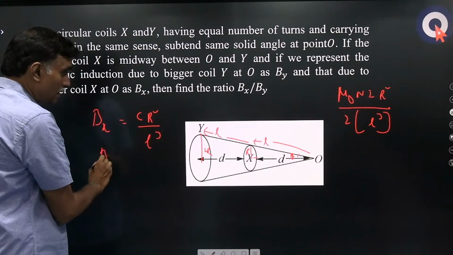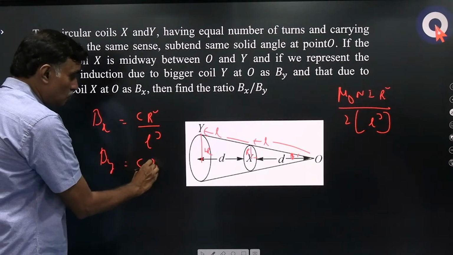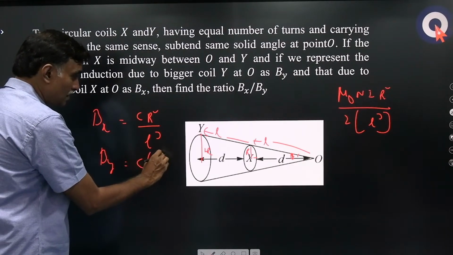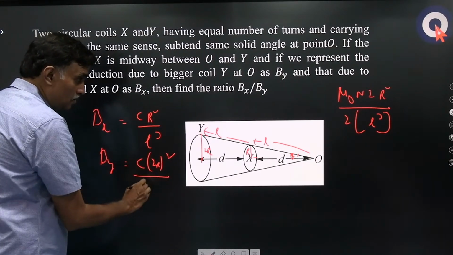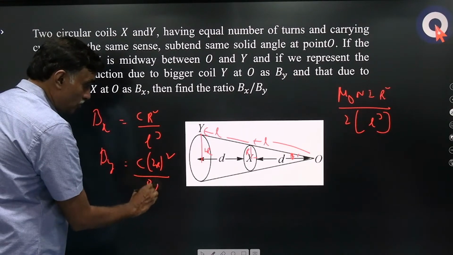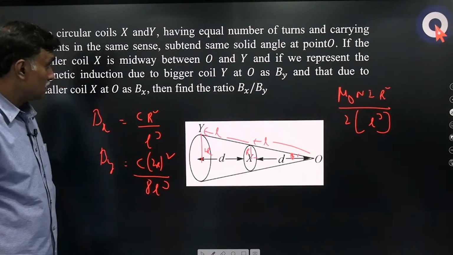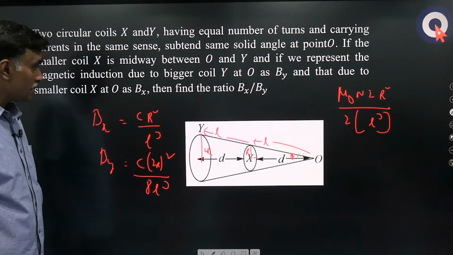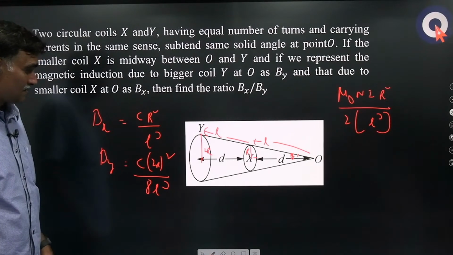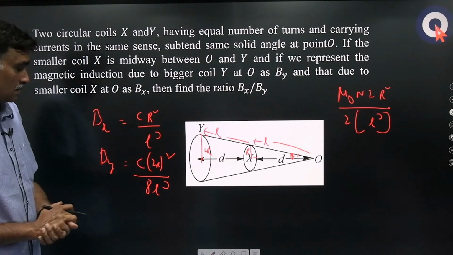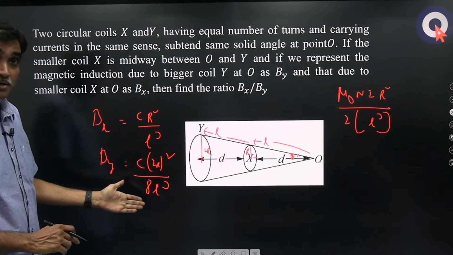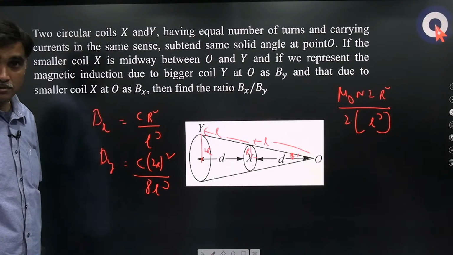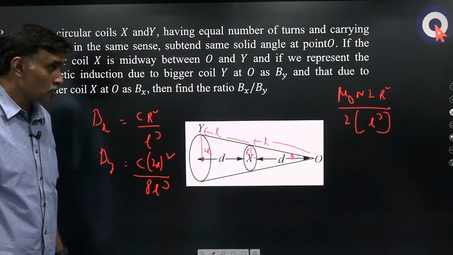And what will be By? C into (2R) whole square by 2L whole cube, that is 8R square by 2L cube. Okay. So what is Bx by By? This is 1 by 4. So Bx by By will be 1 by 4. Okay, followed?